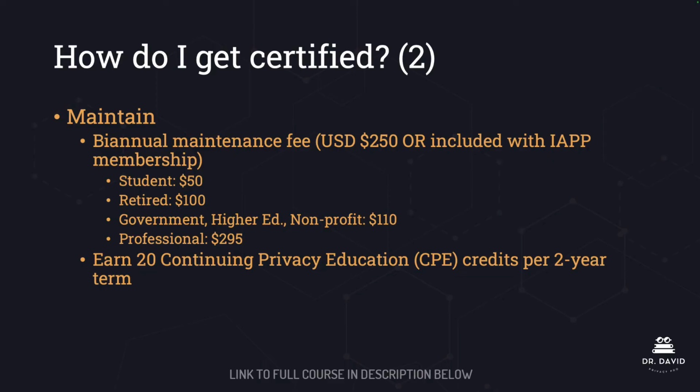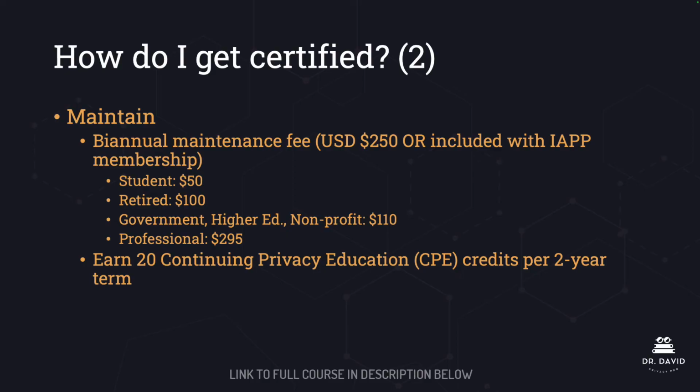As for memberships, there are 4 different tiers. For students, annual membership is $50. For retired folks, membership fee is $100. For privacy professionals in government, higher education, or at nonprofits, the membership fee is $110. And for other privacy professionals, the membership fee is $295.